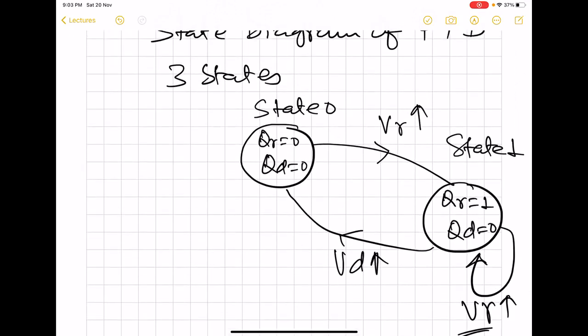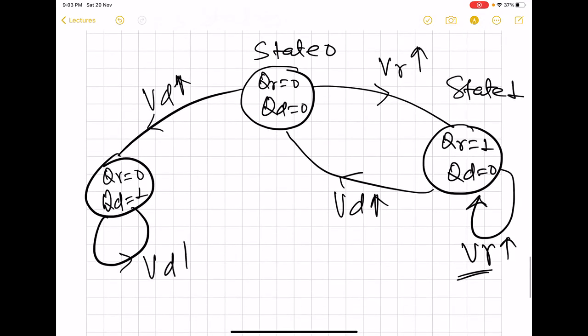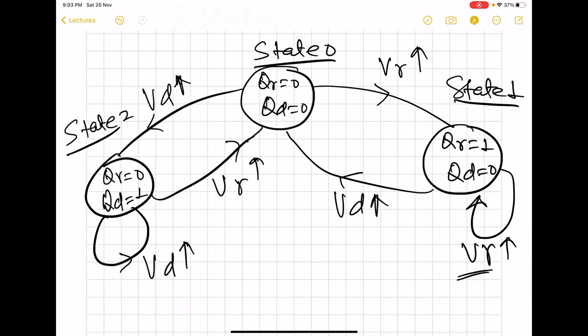Now, if in state 0, rising edge of VD occurs, then what happens? The system moves into a state where QR output is 0, but QD output becomes 1. And it remains in this state as long as the rising edge of VD occurs. However, if the rising edge of VR occurs, then the system returns back to state 0. And this one is called state 2. So these are the three states for this machine.